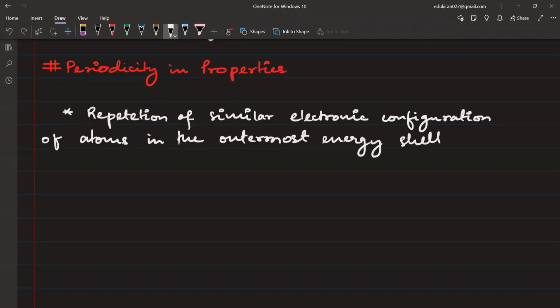Devangi, did you get time to watch the lecture of quantum numbers? Repetition of similar electronic configuration of atoms in the outermost shell. So you now understand what is energy shell, energy levels, right? Yes or no? Yes, sir. Okay. After certain regular intervals.